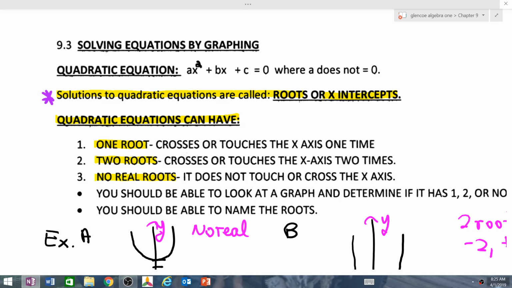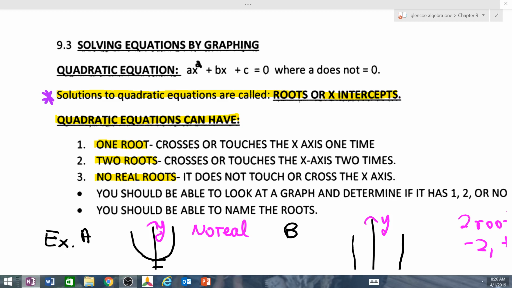Quadratic equations are in the form of ax squared plus bx plus c equals 0, where a does not equal 0. Solutions to quadratic equations have two names, and we generally use either one of these. They're either called the roots or they're called the x-intercepts. They're called the x-intercepts because the solution to a quadratic equation is where the graph, remember that U-shaped curve, that parabola, crosses or touches the x-axis.